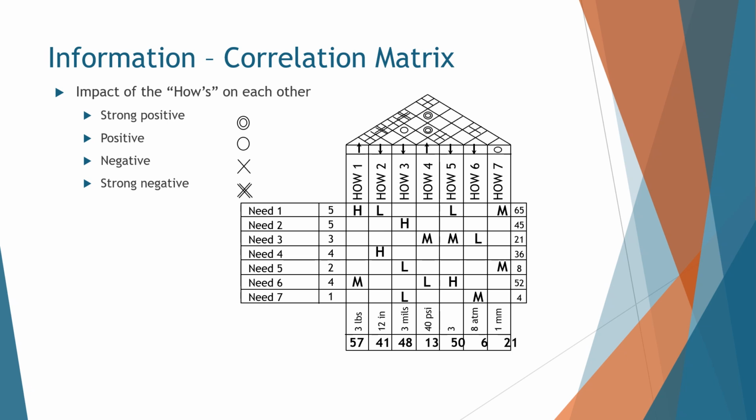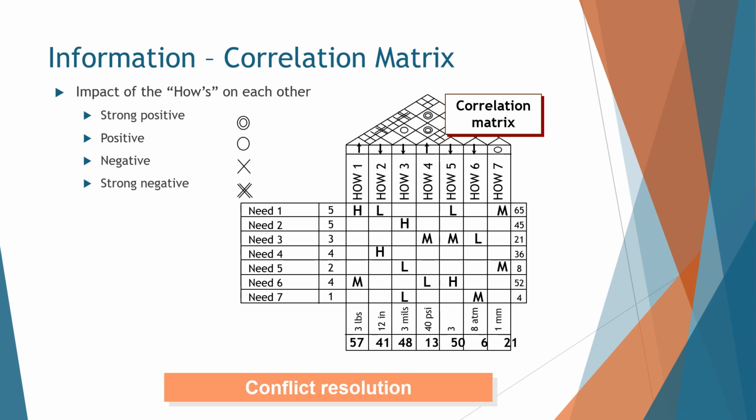A negative means as one variable increases, the other one goes down. And then a strong negative means as one variable increases, another variable sharply decreases. So it's inverse when you have negative variables. And that's the correlation matrix. Conflict resolution.